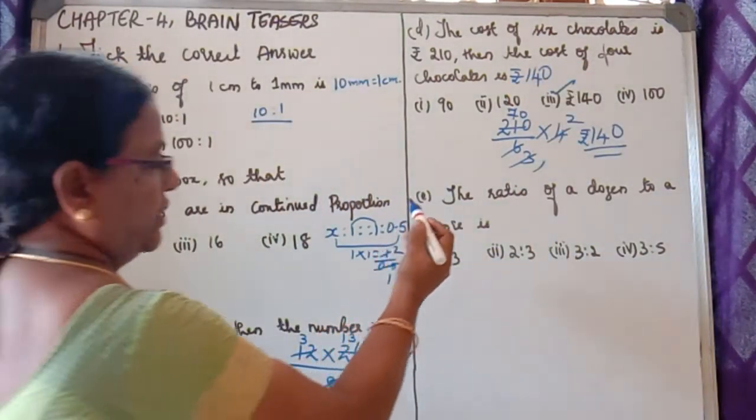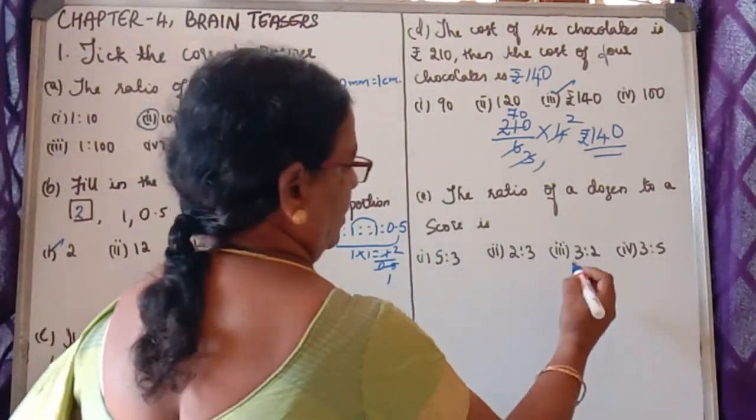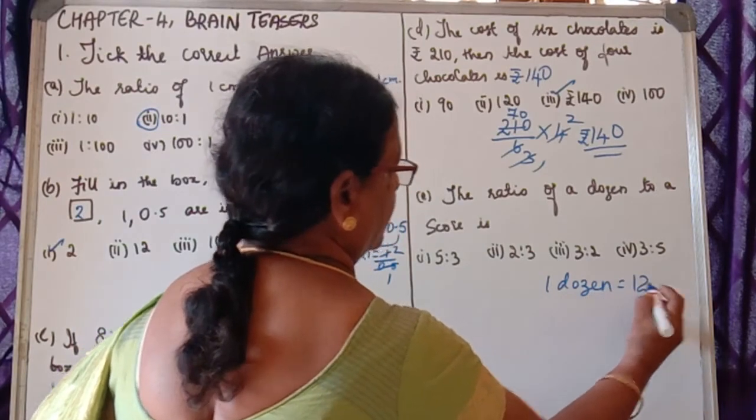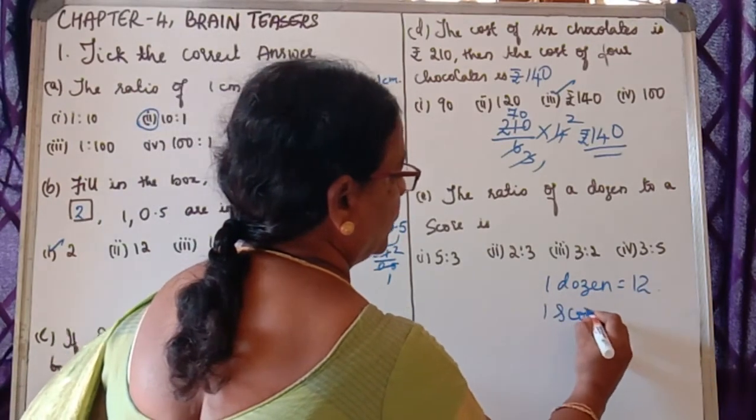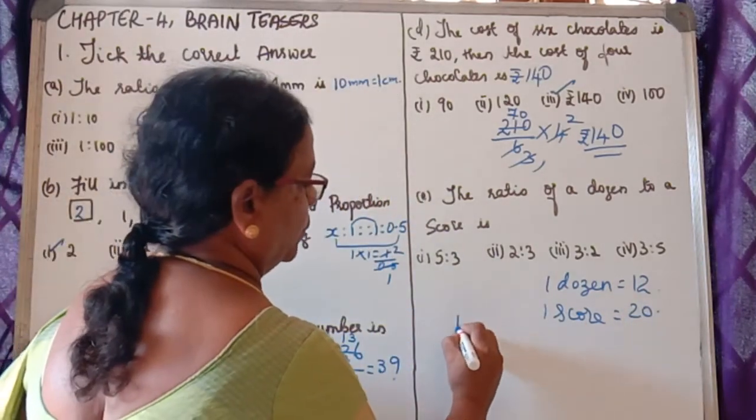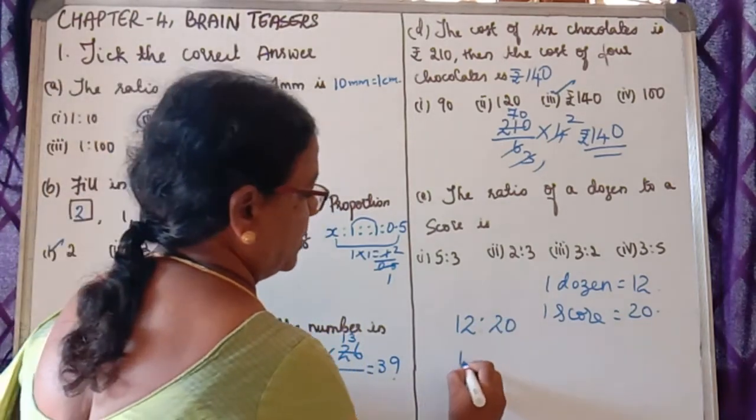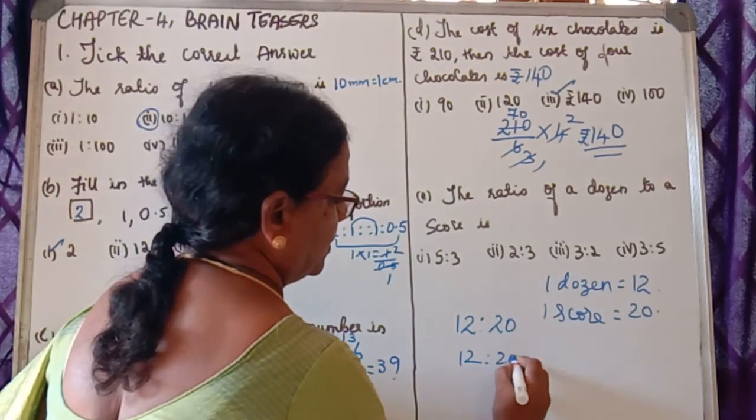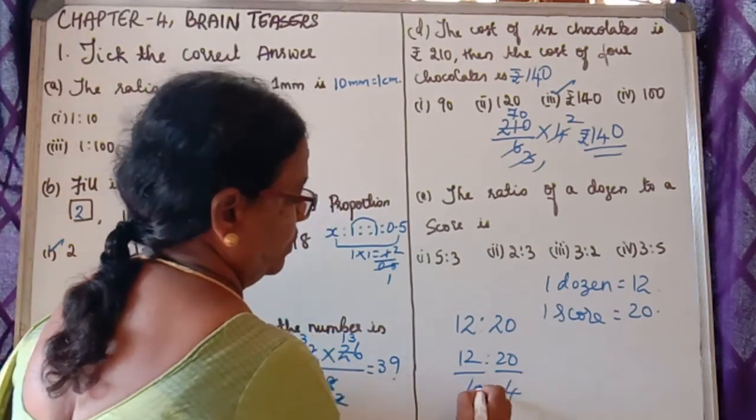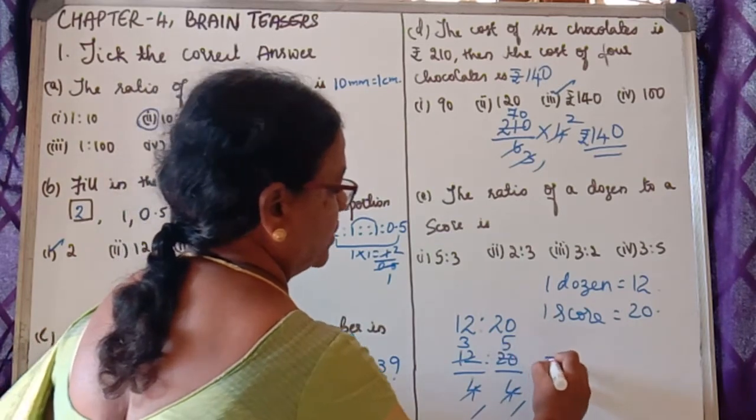Now, the fifth one, the ratio of a dozen to a score. 1 dozen is equal to how many? 12 objects. 1 score is equal to 20. Now, we have to find out the ratio. 12 is to 20. We will reduce it to the simplest form. Divide by 4. 1 4 is 4, 3 4s are 12, 1 4 is 4, 5 4s are 20.